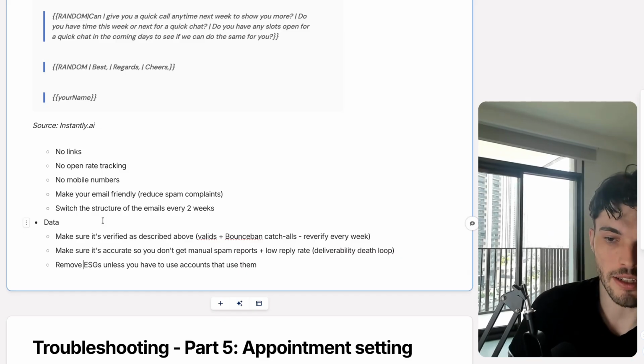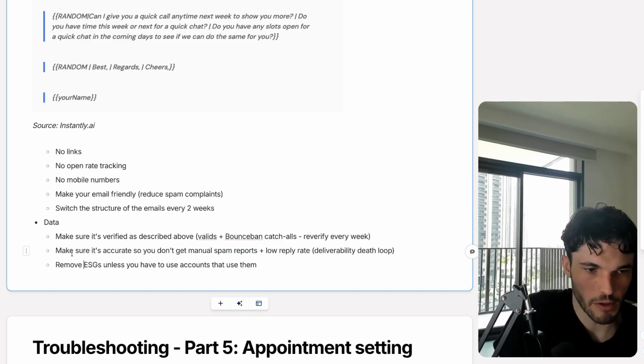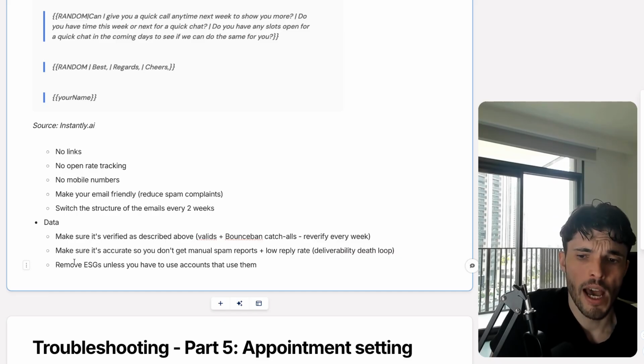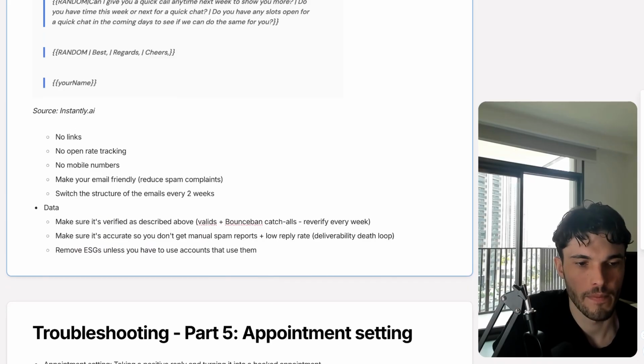So what I do in most cases, especially if it's a larger total addressable market you're dealing with, is I just completely remove them. I don't even care. Just get rid of them. So that would be my recommendation in this case. But you can include them if you really want to and you really need to, and it's a smaller TAM.